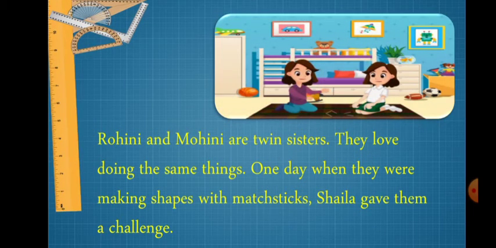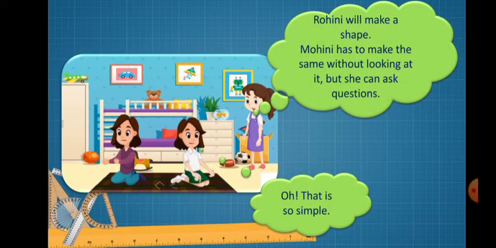Rohini and Mohini are twin sisters. They love doing the same things. One day, when they were making shapes with matchsticks, Shaila gave them a challenge. Rohini will make a shape. Mohini has to make the same without looking at it, but she can ask questions. "Oh, that is simple." They started making the shapes with matchsticks, sitting in opposite directions without looking towards each other.